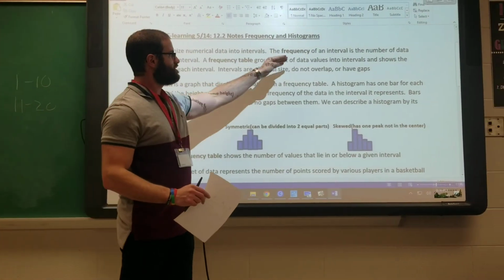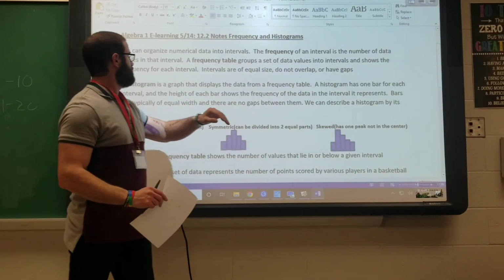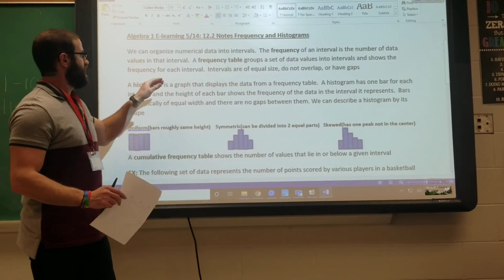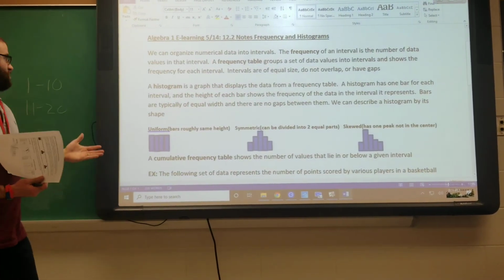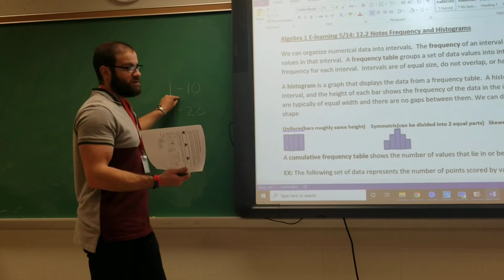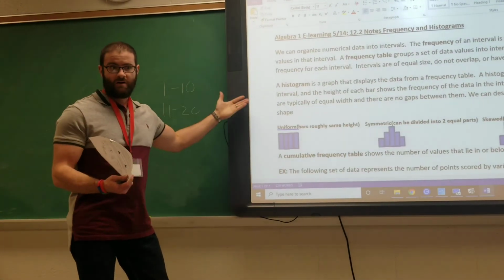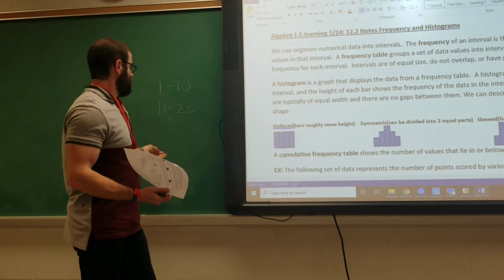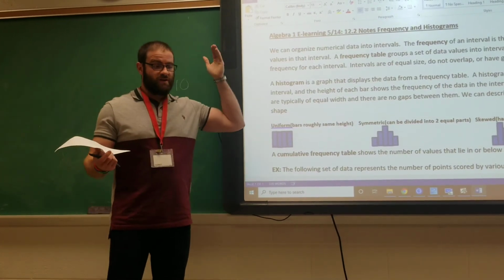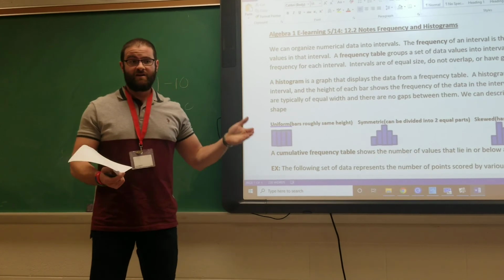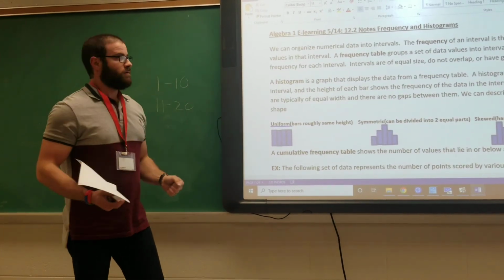The frequency of an interval is the number of data points in that interval. So frequency is how many times do we see a number between 1 and 10? That's the frequency of a data point in the range of 1 and 10. How many times do we see a data point in 11 through 20? That would be the frequency. So how many times we see a point in that interval.